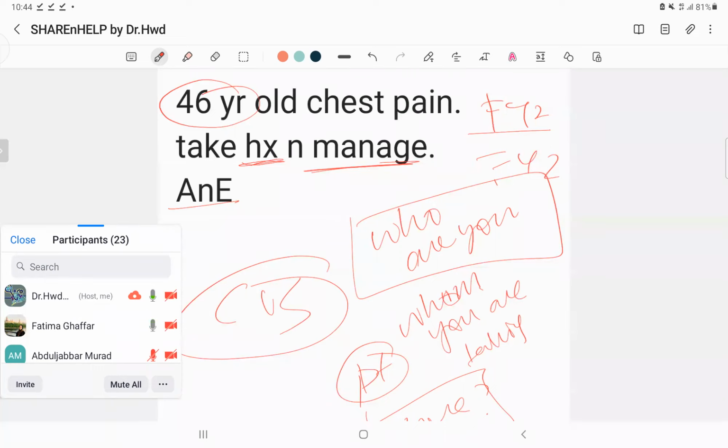Well, doctor, you said that something could be serious. Like, what do you mean? So, sometimes when people come with chest pain, it could be something serious.